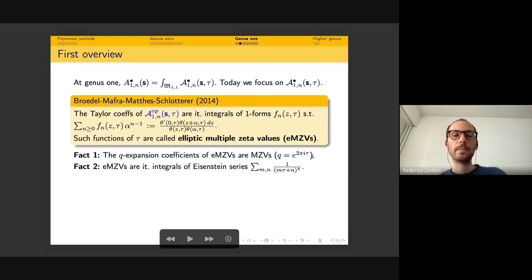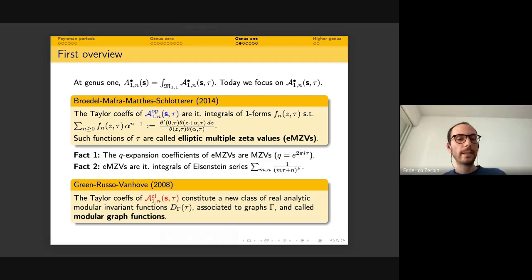But this is kind of a happy accident. You get, in fact, you just get a very little subset of the iterated integrals of Eisenstein series. And so this is not very relevant for us today.